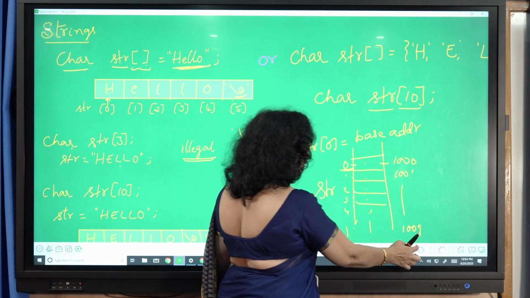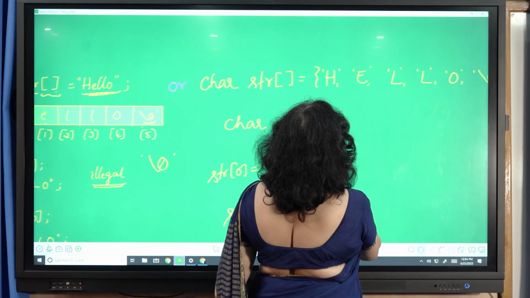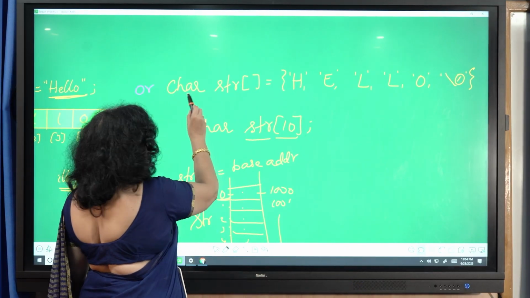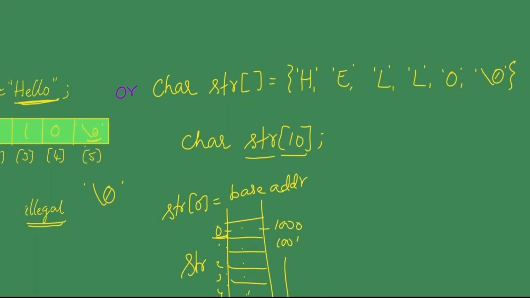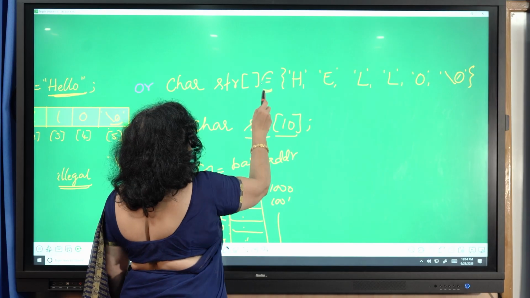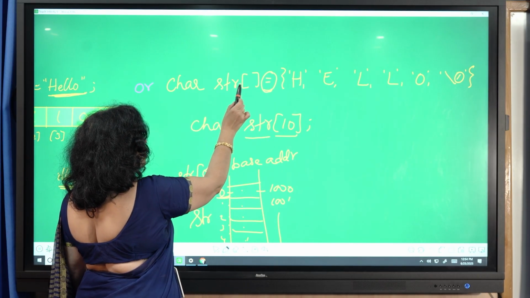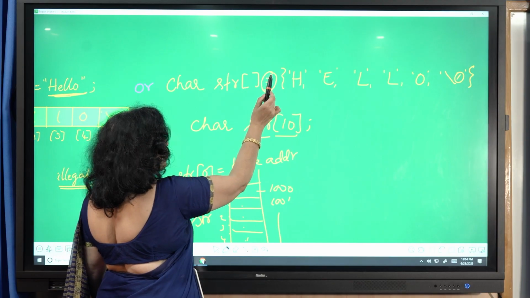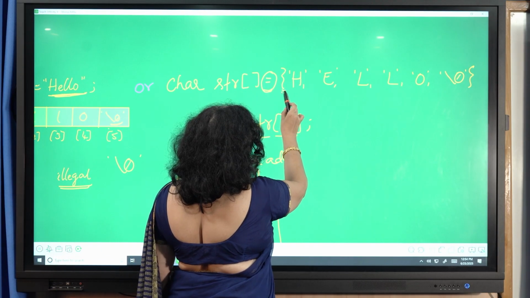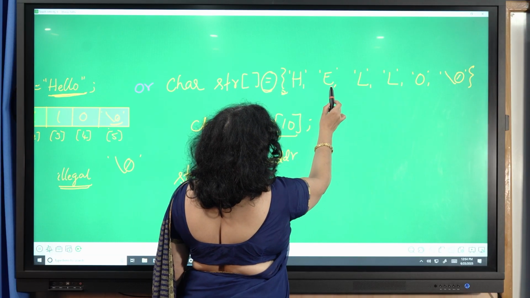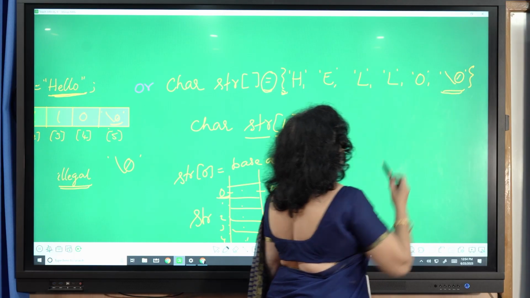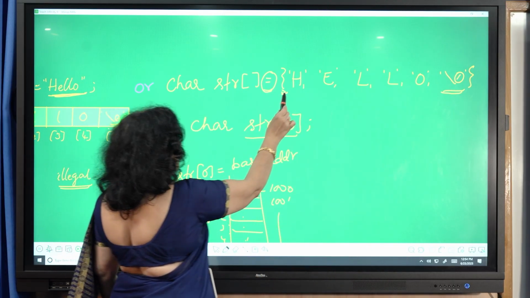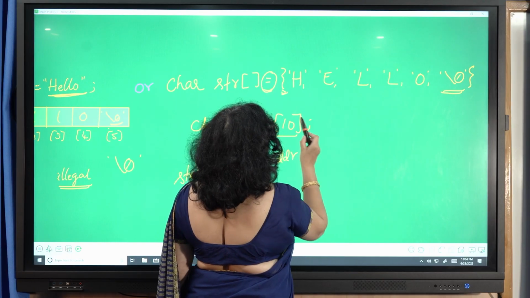There's one more way of storing the same string. See, character str, since we are already initializing, we are not giving any value here. There is an equal sign, which means we are going to do the assignment. Character str with square brackets equals a flower bracket, HELLO ended with a null character. So here we are going to initialize character by character.